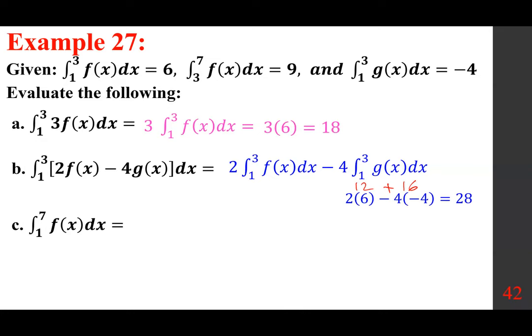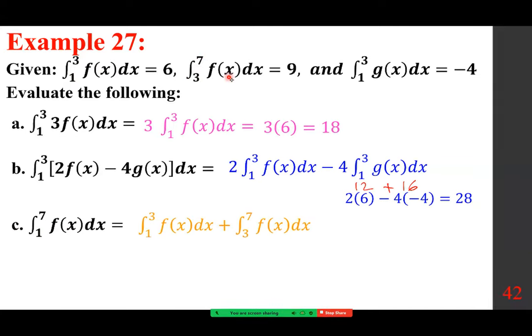The integral of 1 to 7 of f of x dx. So let's look at what we can do here. This is 1 to 3. This is 3 to 7. So 1 to 7: this one plus that. Right? Notice the intermediate one is the same. The beginning to the end, 1 to 7. So this is 6. This one is 9. They add up to 15.